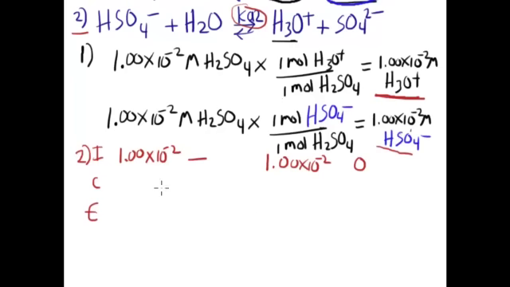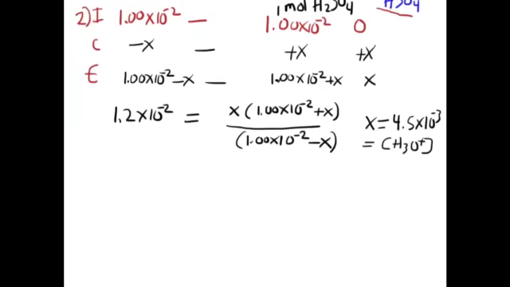So go ahead and pause the video and calculate the equilibrium concentration of H3O plus from the second step, and then add it to the first step and find the pH. So here's how your ice table should turn out. When you set Ka2 equal to products over reactants, you find out that X is 4.5 times 10 to the negative third.